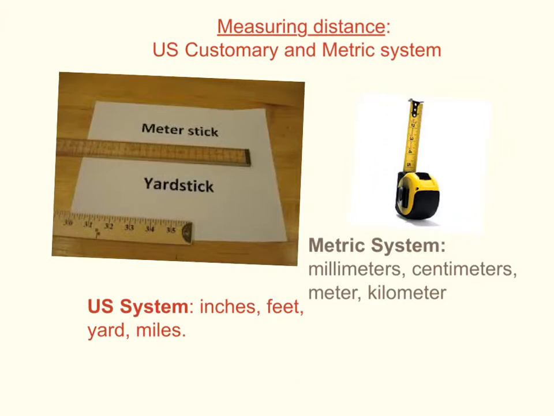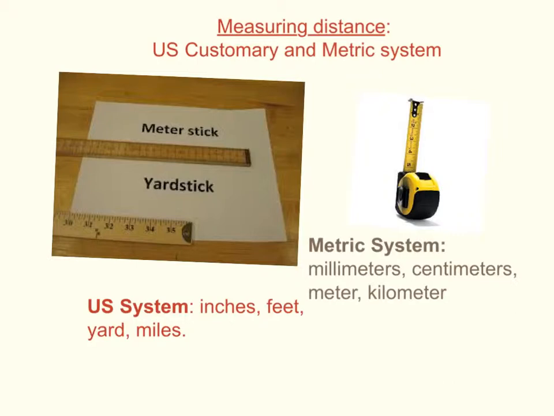Okay, for 10.1, this is a little bit of a review, but we're going to talk about length and measuring distance. There are two units that we could use. In the US, they use the US customary system, and in the rest of the world, they use the metric system. The US customary system uses inches, feet, yard, and miles. Sometimes you'll also see some of the metric system, but most commonly the language used are those words. The metric system is millimeters, centimeters, meter, and kilometer.